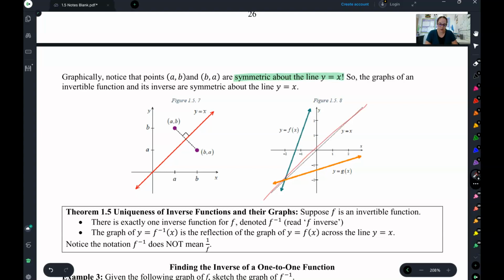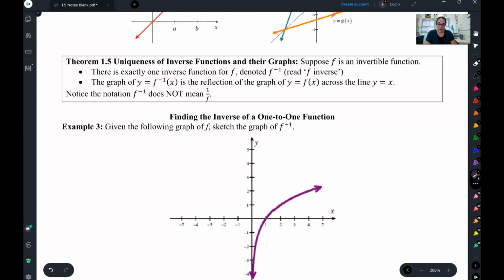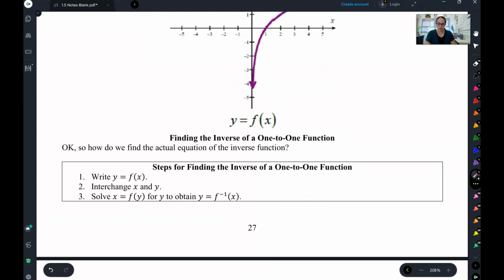So here's my diagonal line, y equals x. Graphs of originals and inverses will always be symmetric. They will mirror each other across that diagonal line. And we can use that to do some pretty cool things.